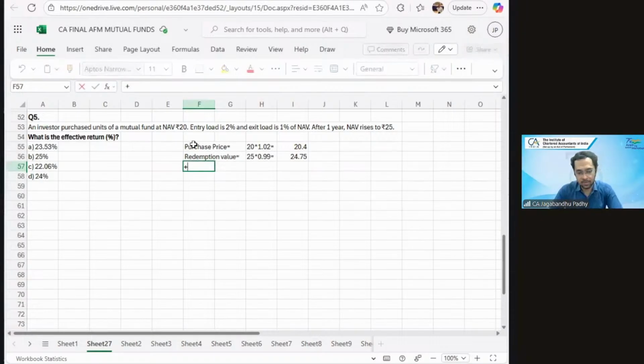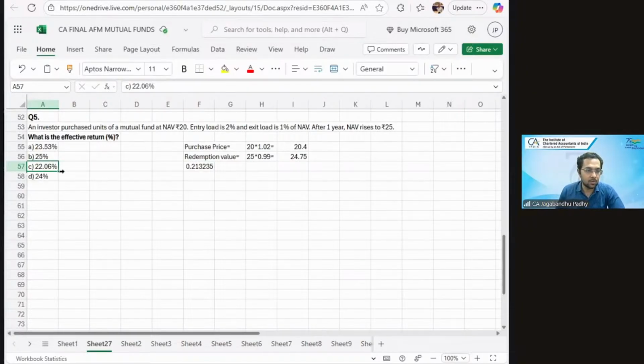So the rate of return is simply going to be 24.75 minus 20.4 divided by 20.4. It is 21.32 percentage. Yeah, this should be the closest number. You can say 21.32%. Yeah. Okay.